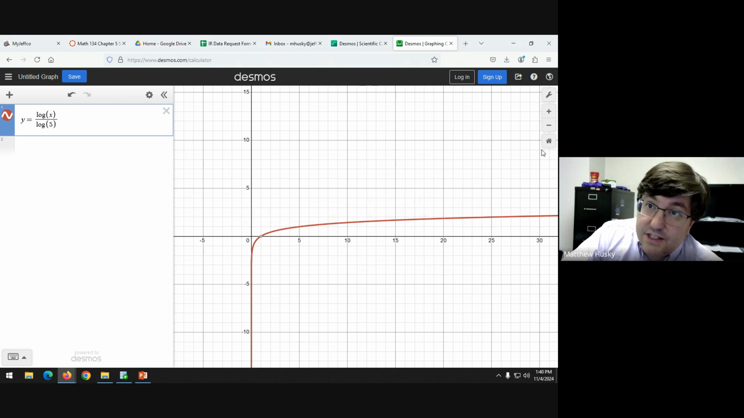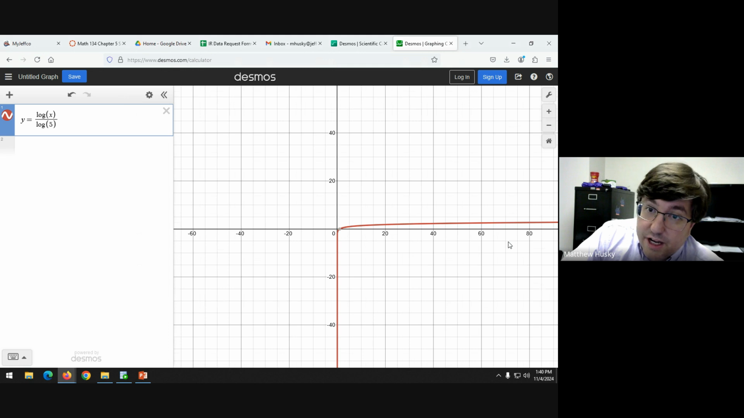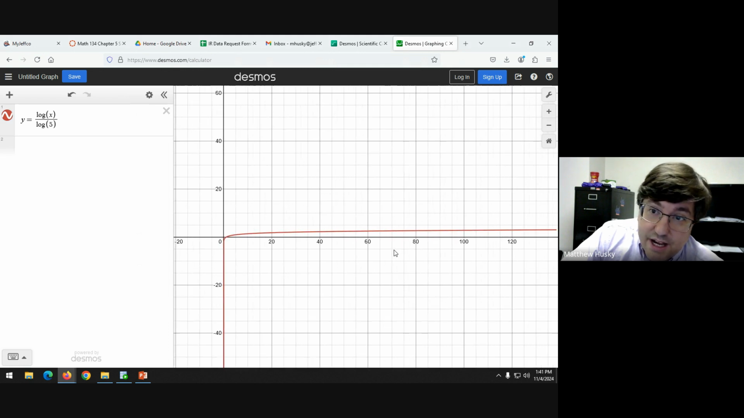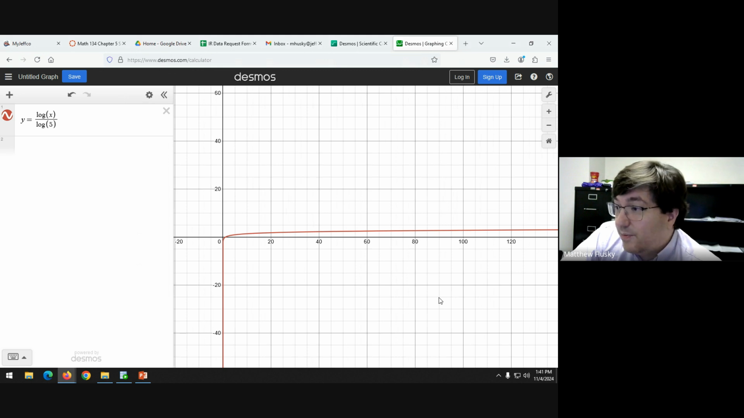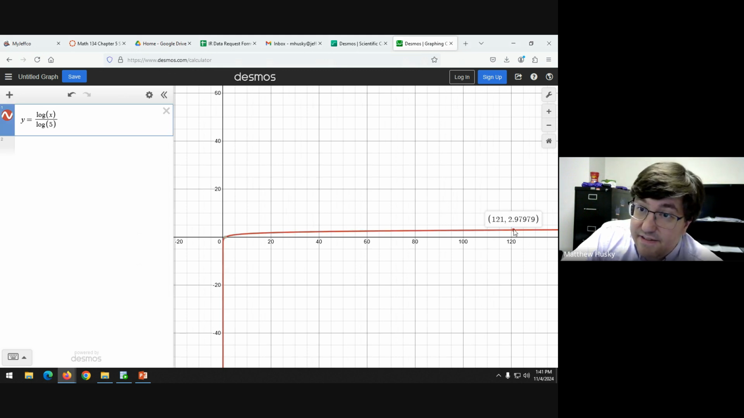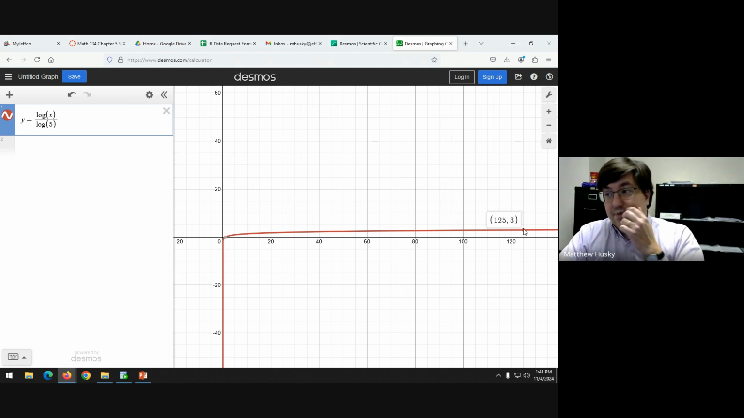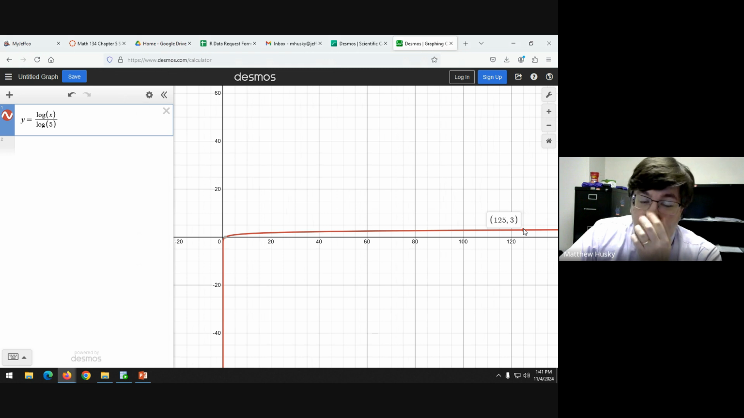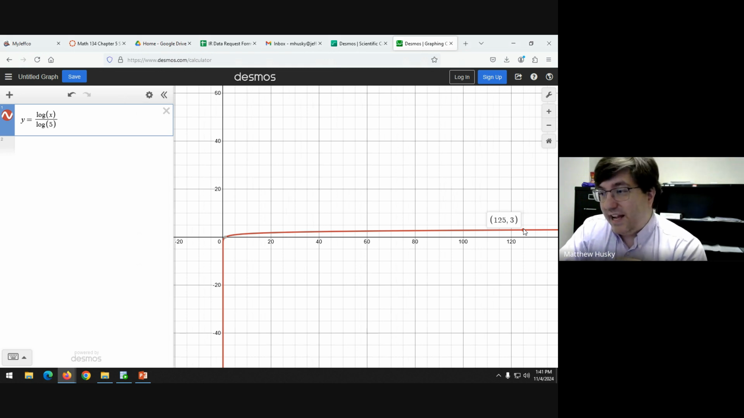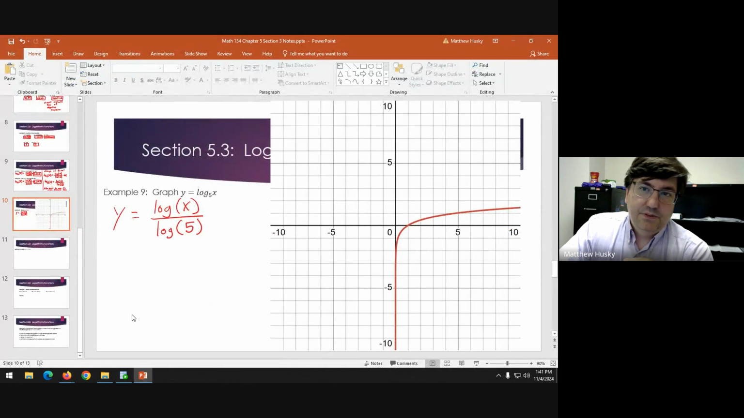And it'll take its dear sweet time working its way over to 3. Fun fact, 5 to the third power is 125. And if we go over here, as I said, this graph takes its dear sweet time getting up to 3. You have to go all the way over to 125 to make it to 3. Because again, this graph is very, very slowly working its way up. So there you go.